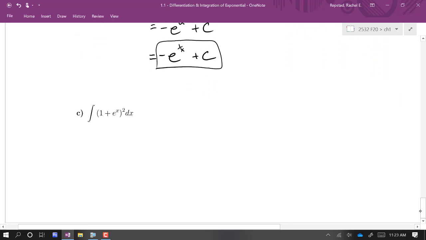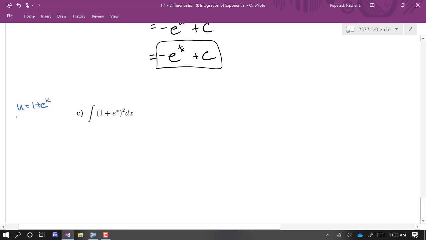Next, we got one more. We want to integrate 1 plus e to the x, all squared, dx. Now, when you take a look at this, you might have some ideas for what u could equal. And usually somebody will look at this and think, maybe it's like a power rule, because if u is equal to 1 plus e to the x, then that would be u squared, and I know how to integrate u squared. It's a power rule.